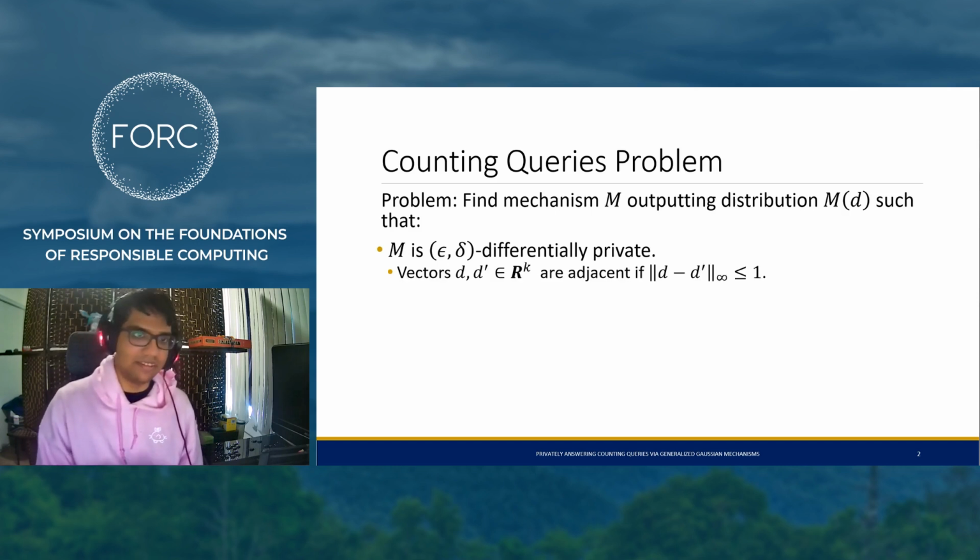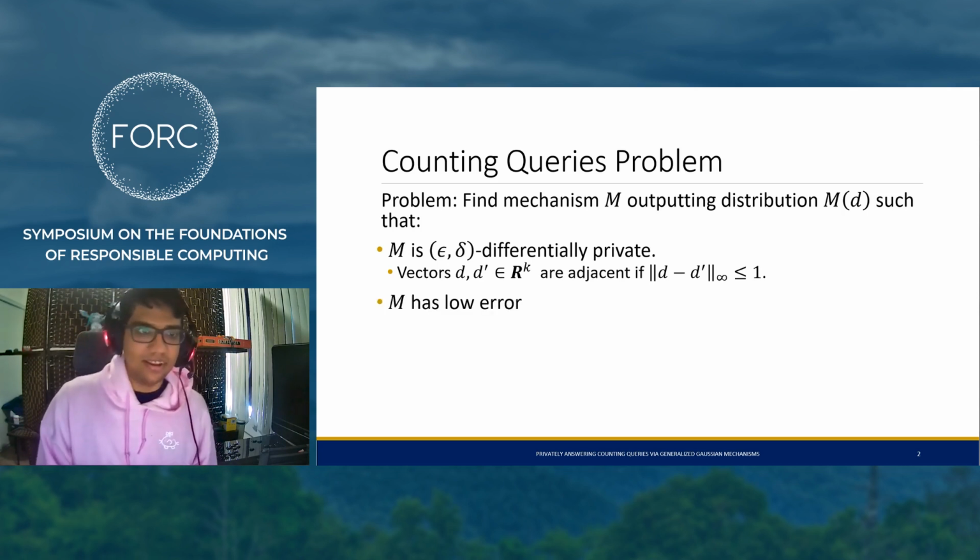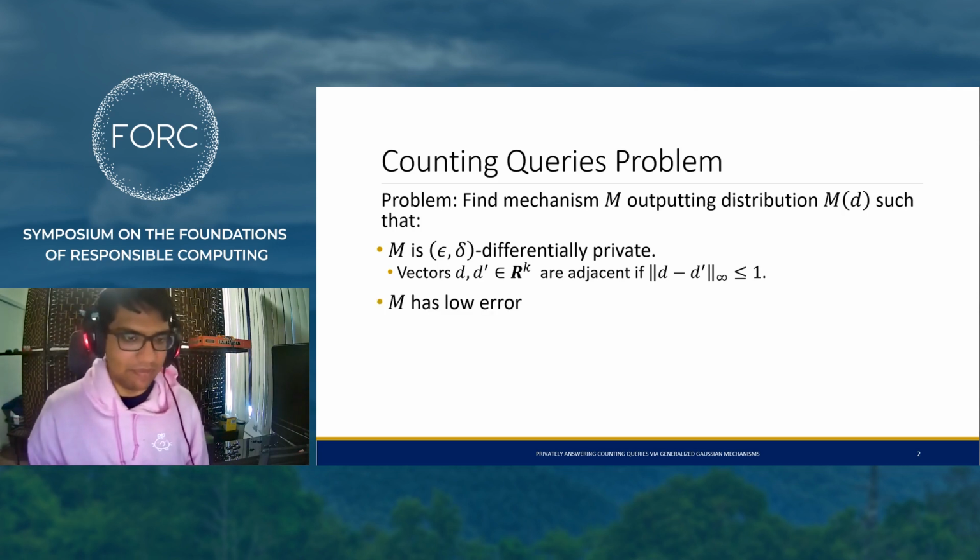In particular, in the counting queries problem, each coordinate of the vector D is the count of the number of users in the database that satisfy some property, more or less. And so for two adjacent databases, the difference between their corresponding vectors will have L infinity norm at most one. Okay, and then the utility guarantee we want is that M has low error.